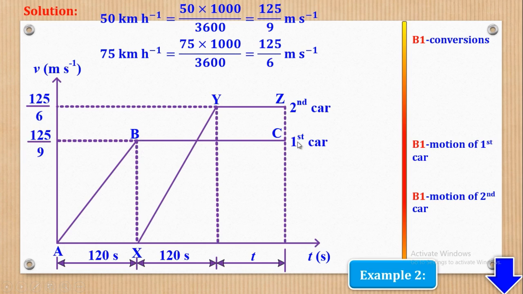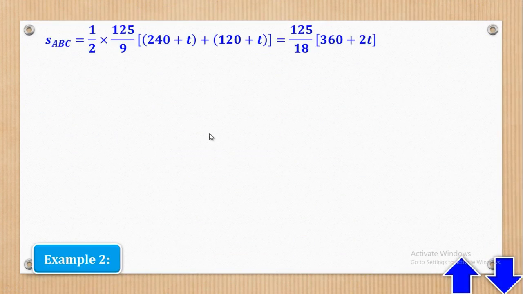Then A is 120 plus T, and B is 120 plus 120 plus T. So when we do that, we shall come up with our distance moved from A to B to C as a half times 125 over 9, which is the height, and then multiplied by, in brackets, 240. Now this 240 is the 120 plus 120, then plus C, which is this.